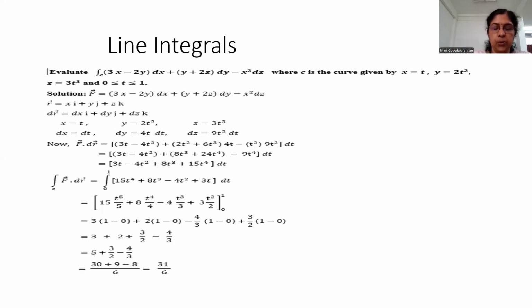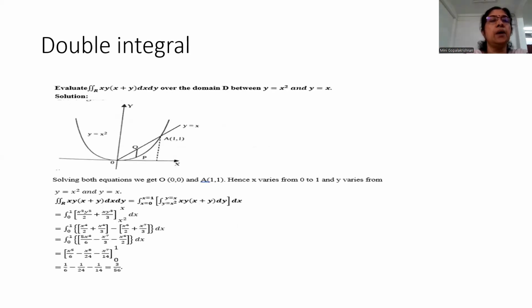So this is how we do the line integral part. Now coming to the double integral, we have a sum here: the double integral over R of xy(x + y) dx dy over the domain D, which is bounded by the parabola x² = y and the line x = y. So we have to integrate the function in the enclosed region between the parabola and the straight line.